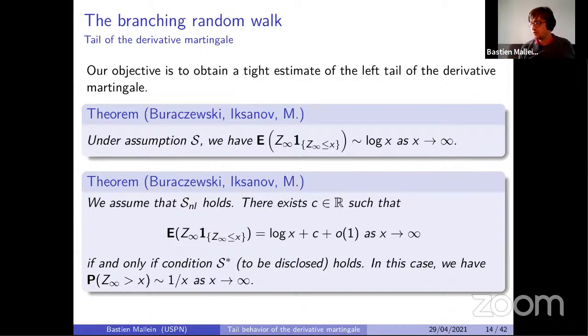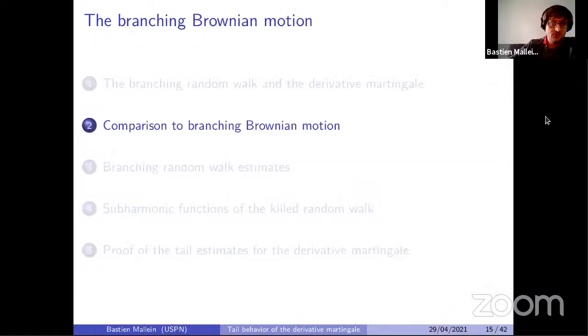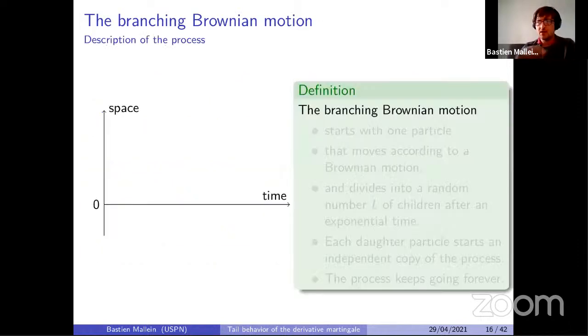So before going back to how we proved these results, I would like now to talk a little bit about what happens in the branching Brownian motion setting. So in the branching Brownian motion, most of the things that I'm discussing here are already known. And so I'm going to try to make a comparison between the results in the branching Brownian motion setting and our result. So the branching Brownian motion is a process very similar to the branching random walk.